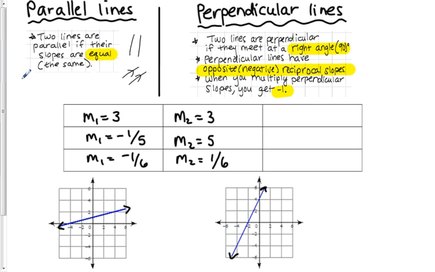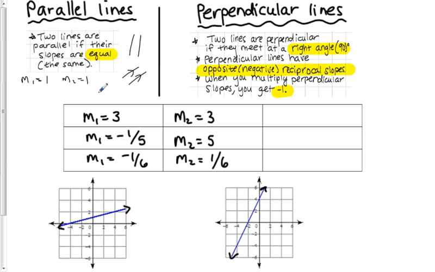So if we have slope 1 for line 1, and we have slope 1 for line 2, then those are the same slopes, those are equal, so those lines are going to be parallel because they have the same slope. So let's look at perpendicular lines.